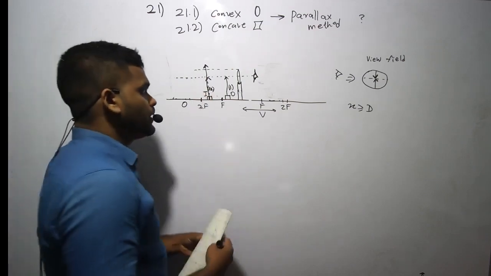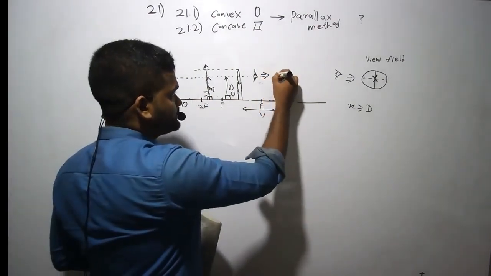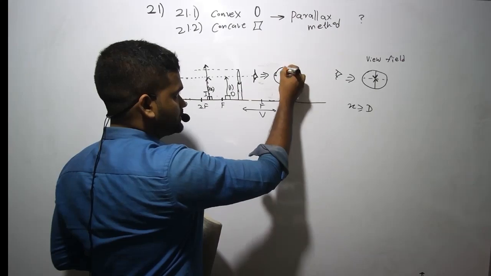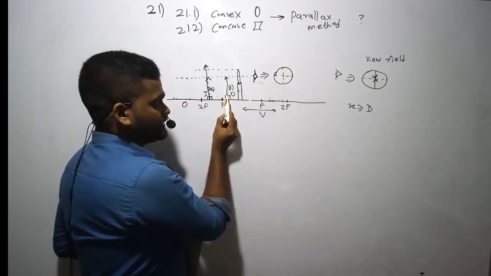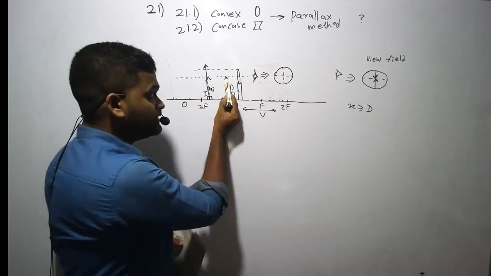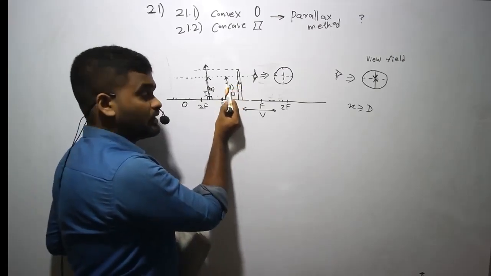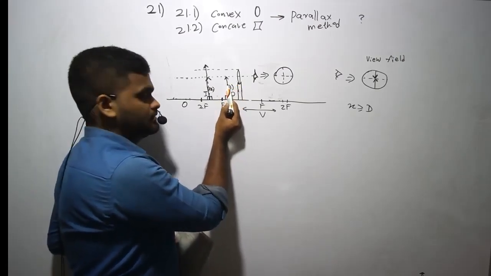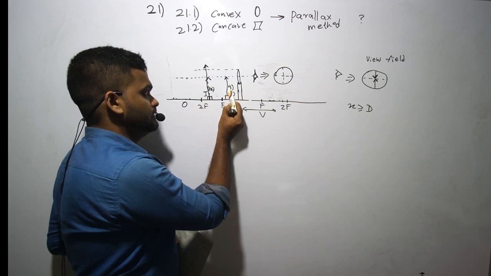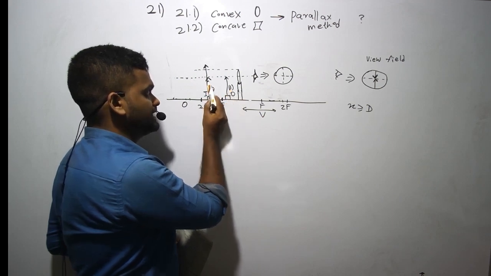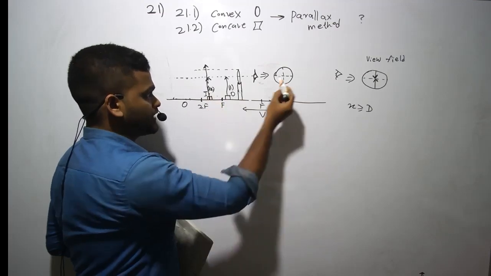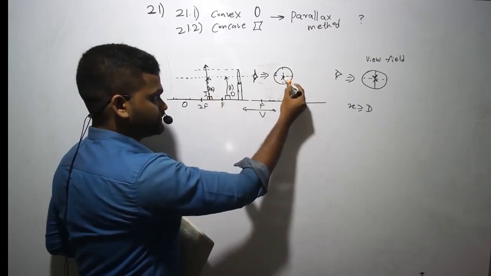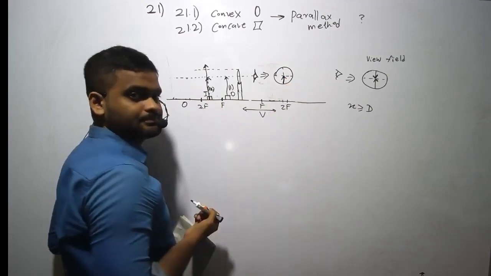So now, what do you see through the view field? Let's say this is the view field. You don't see pin 1, you cannot see pin 1. What you see is the image of pin 1 through the lens. This virtual image is what you see. It is like this. You will see it like this, a virtual image.